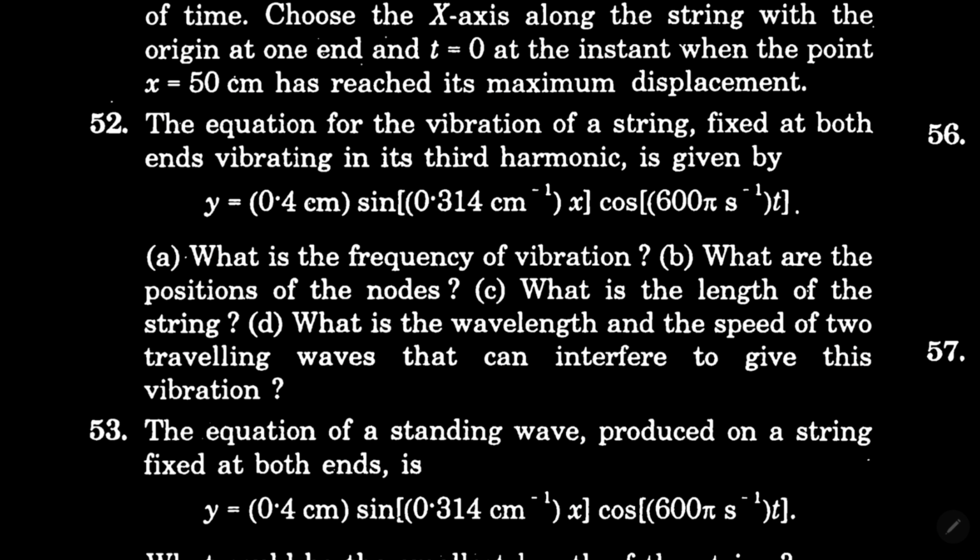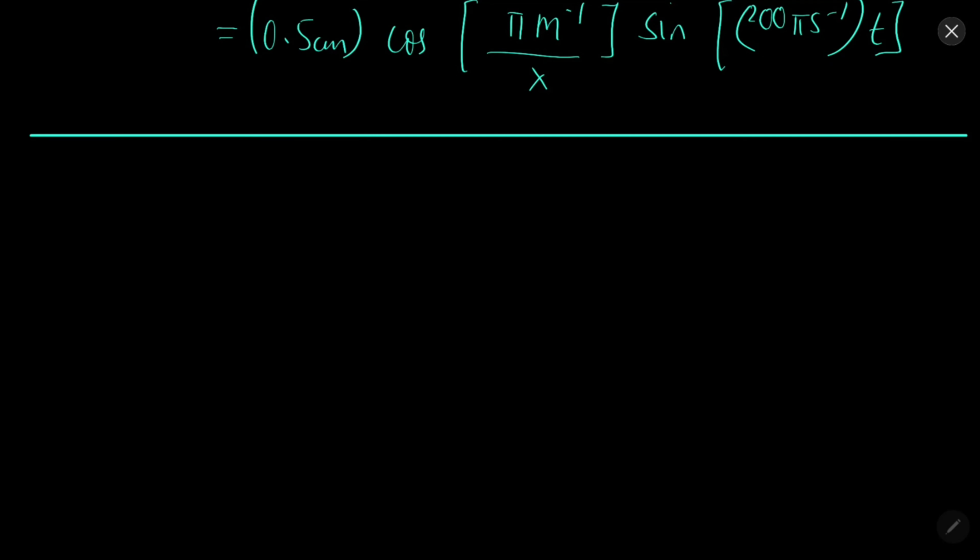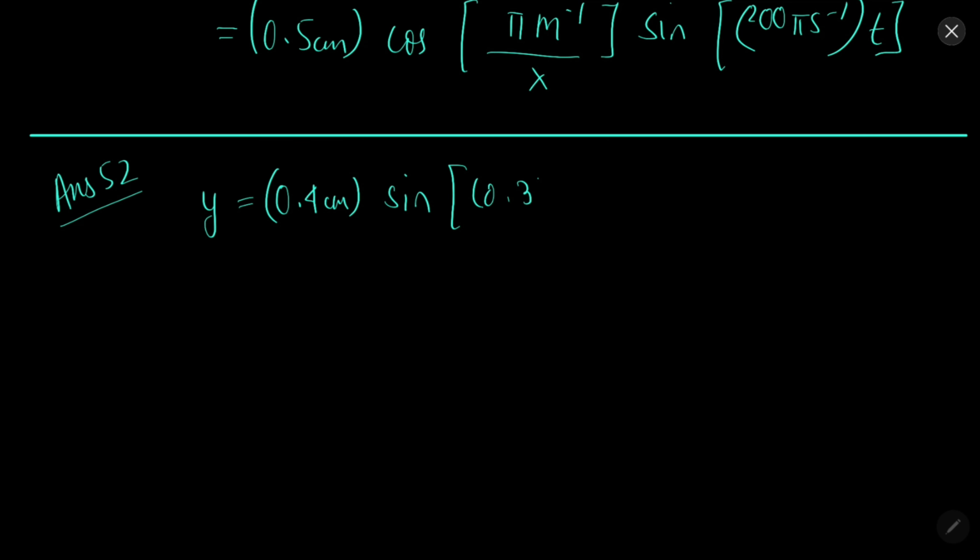In question 52 we have an equation which is given here. What is the frequency, what are the positions of the nodes, what is the length of the string, and what is the wavelength and the speed of the two traveling waves that can interfere to give this vibration. Solution 52. So this equation is given: 0.4 centimeter sine 0.314 centimeter minus 1 x cos 600 pi per second into t.